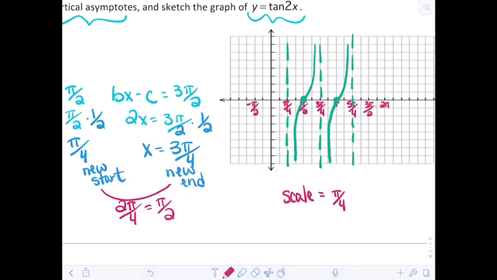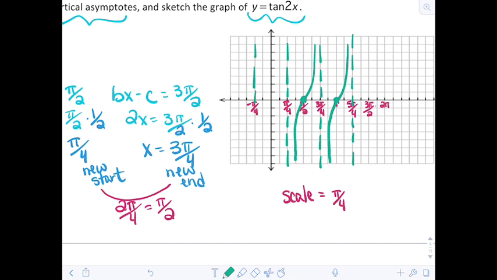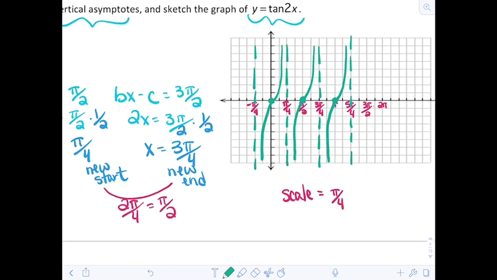Here's negative pi over 4. From negative 45 to positive 45 is 90 degrees, or pi over 2. So we could also put an asymptote going to the left with an intercept in the middle. So there's my tangent function. This is the tangent of 2x.